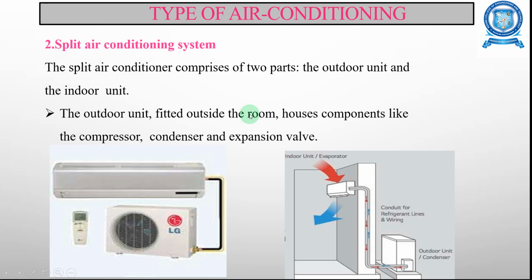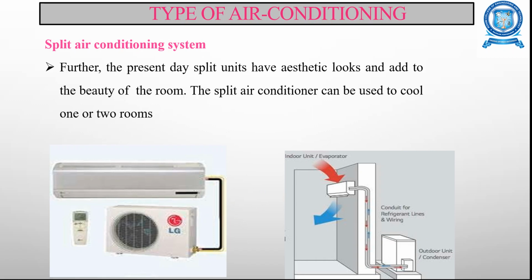So the split air conditioning system. Here it has two parts: an outdoor unit and an indoor unit. The outdoor unit is fitted outside the room, and the indoor unit is fitted inside the room. The outdoor unit consists of the compressor, condenser, and the expansion valve. These are all shown in the diagrams given below for the split air conditioning system.